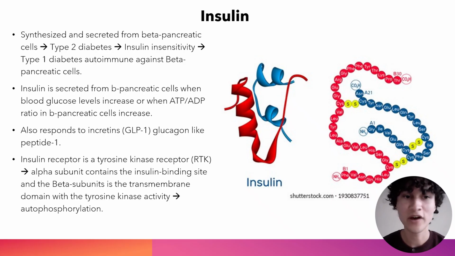So before we dive into glycogen metabolism, glycogenolysis and glycogenesis, I think it's really important to understand the concept of homeostasis, specifically blood glucose homeostasis. Homeostasis refers to mechanisms in which the body can maintain a stable condition.